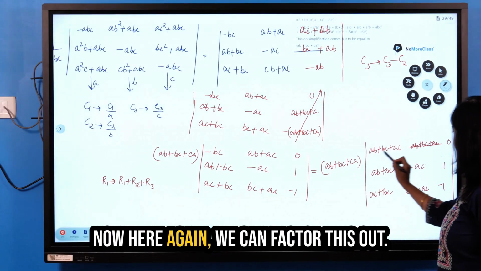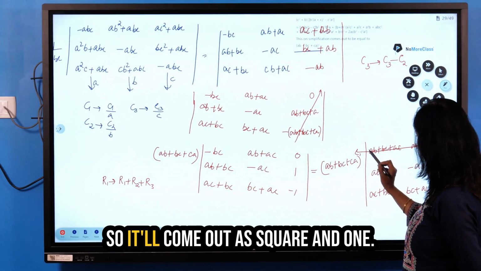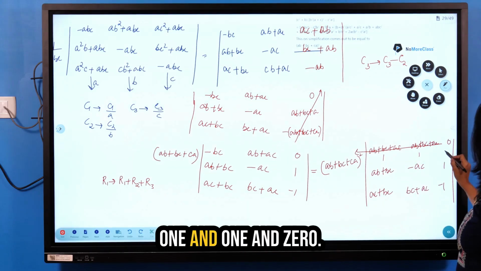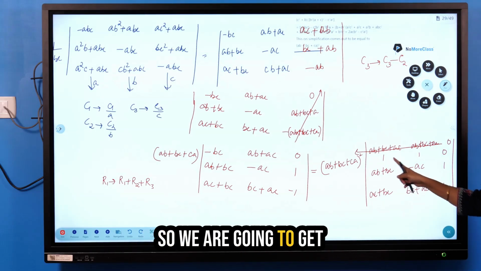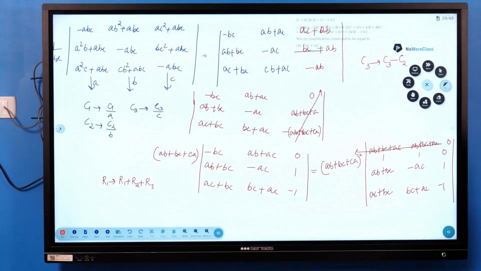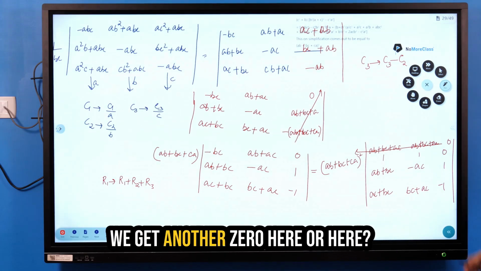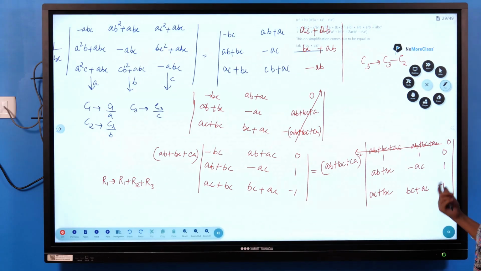Now, here again, we can factor this out. So it will come out as square, and 1 we are going to get. Yeah. 1 and 1 and 0. So we are going to get 1 and 1 and 0. Okay. Can we add these two so that we get another 0 here or here? Let's do that.